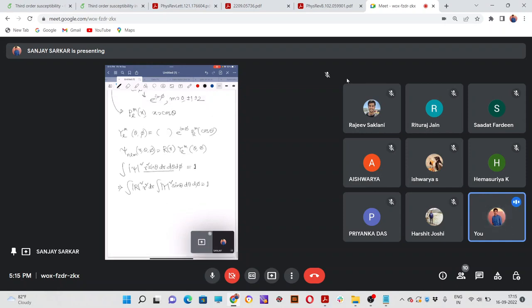If we write separately, then the integral from 0 to infinity of mod R square r square dr equals 1. This is the normalization condition of the radial part, and similarly, theta goes from 0 to pi, phi is from 0 to 2 pi, the integral of mod Y square sin theta d theta d phi is 1, and this is the normalization condition for the angular part.